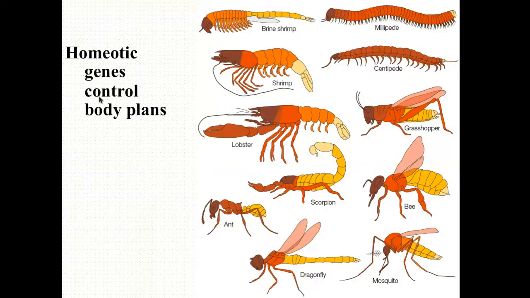Okay, here's a different look at homeotic genes controlling the body plans. So the color coding refers to just the regions of the body that are similar in terms of the genetics. And we can see that the different kinds of body plans here can be due to the control of different homeotic genes.